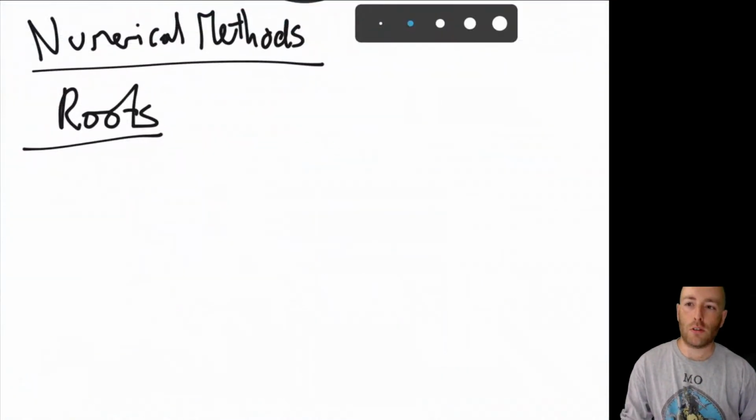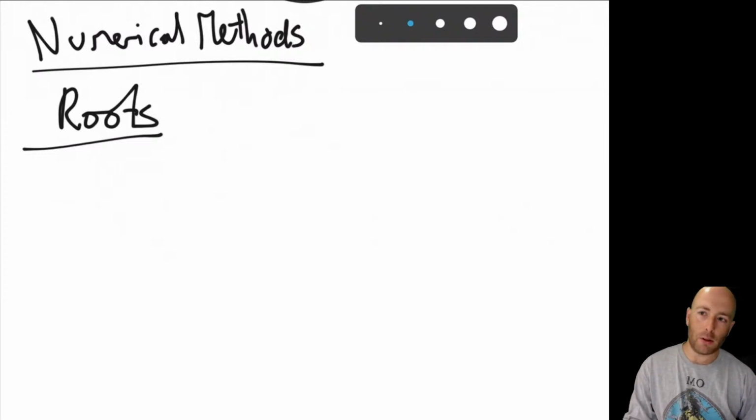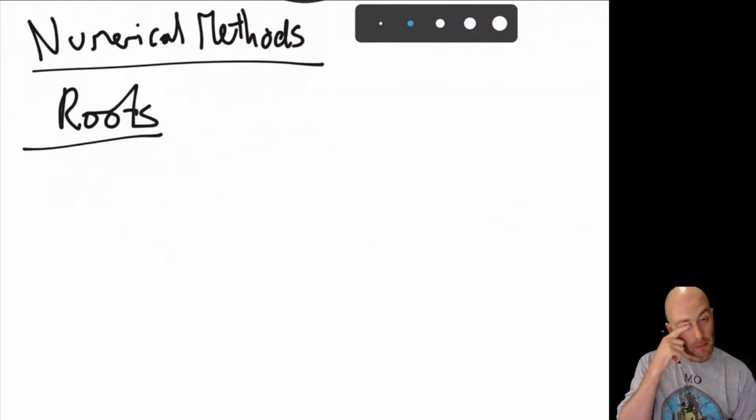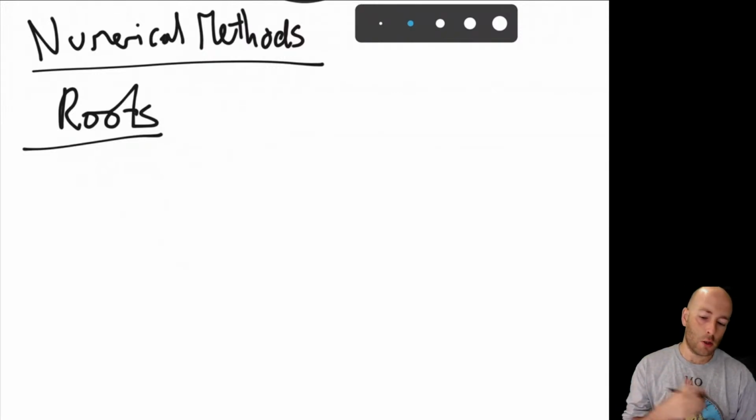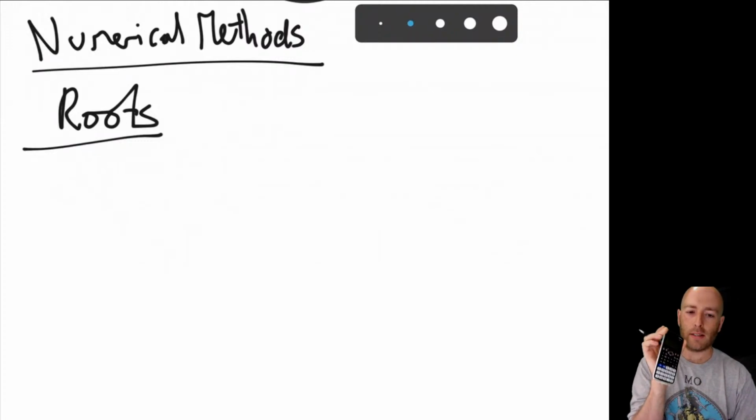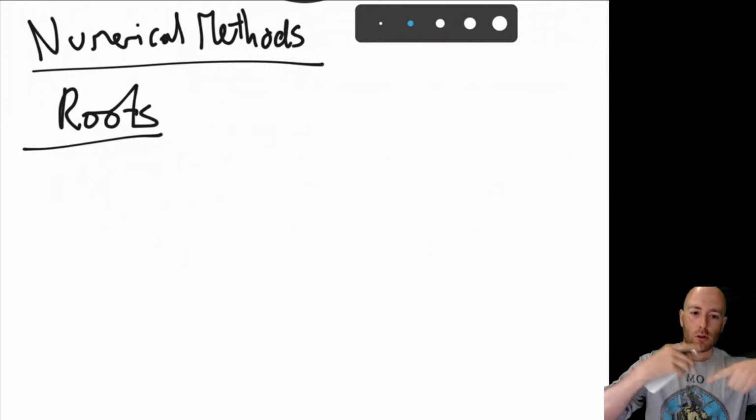Cool. So starting the new topic, numerical methods. The whole of numerical methods is kind of about solving mathematics without algebra. There will still be a bit of algebra, but the idea is we can brute force our way to solve equations. And numerical methods is how your calculator does things. The calculator doesn't know any maths. It just has some numerical methods programmed in, which it loops and iterates until it finds the correct answer.